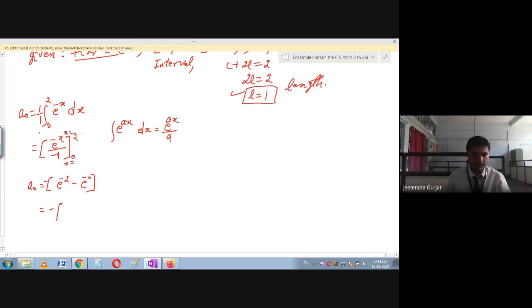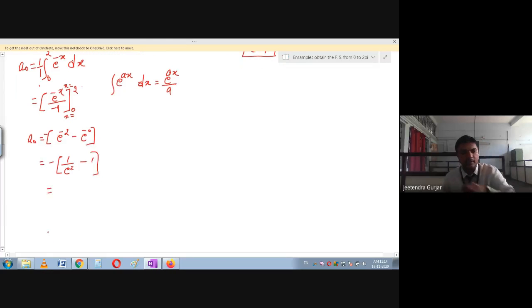You can simplify this, students. e raised to minus 2 can be written as 1 divided by e raised to 2. This is minus e raised to 0, which is nothing but 1. Okay, now please simplify like this. I can see here minus, I will keep it as it is. I will take the LCM. This is divided by e raised to 2. This is 1 minus e raised to 2. So this is what I will get.